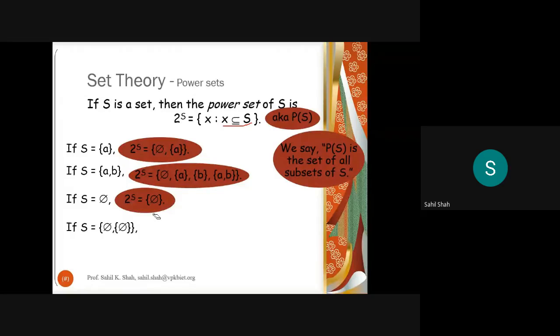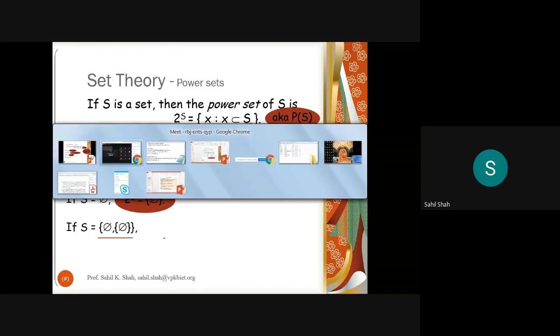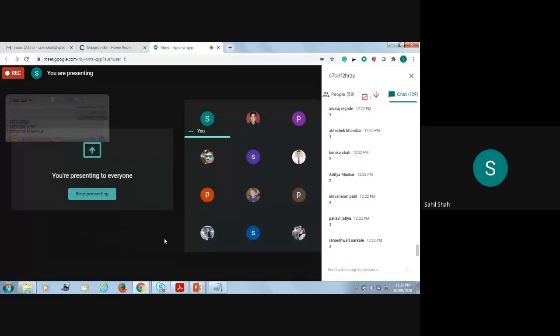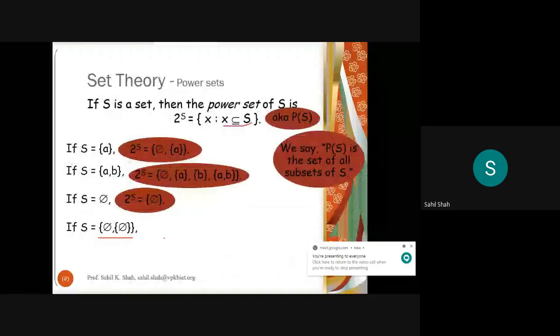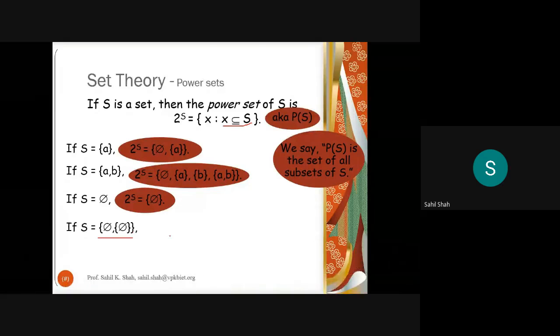So now the final question for you. What is the power set of this one? You have to tell me the answer in the chat box. What is the power set of this and how many elements do we have in the power set? Viraj is saying 1 again. You are getting confused. I am going to have 4 elements in the power set of this.